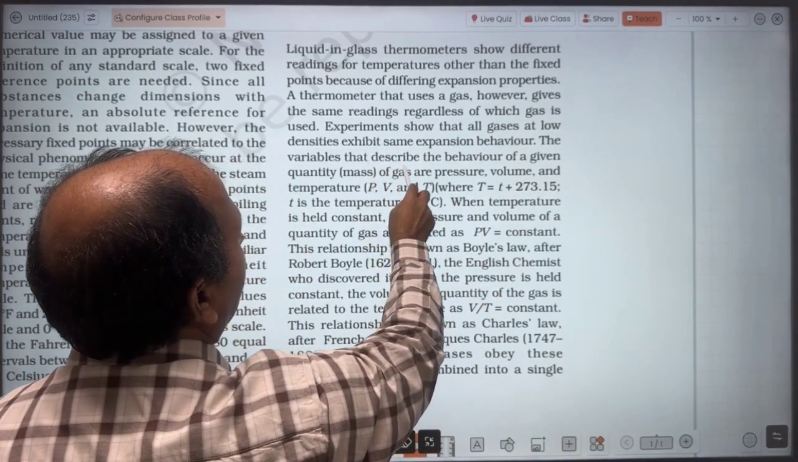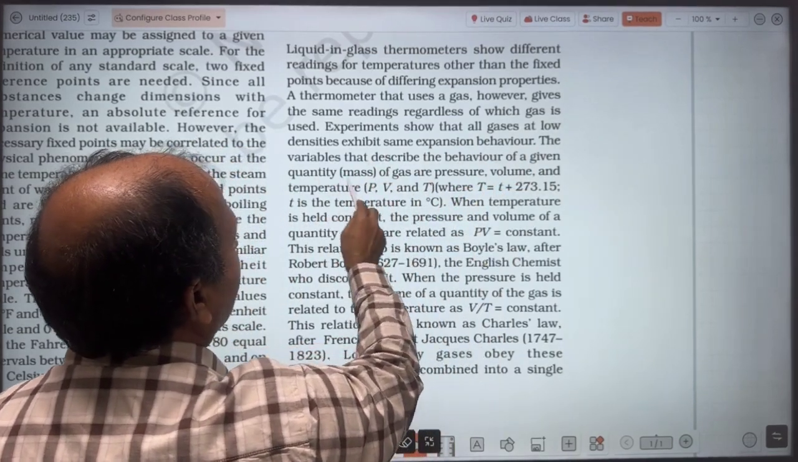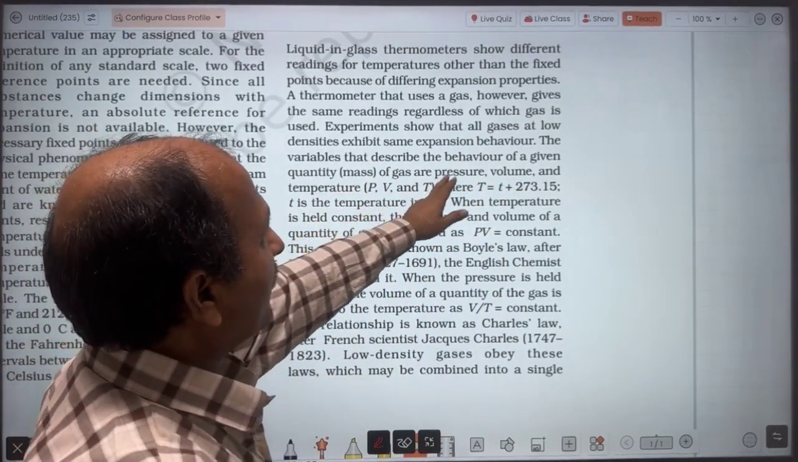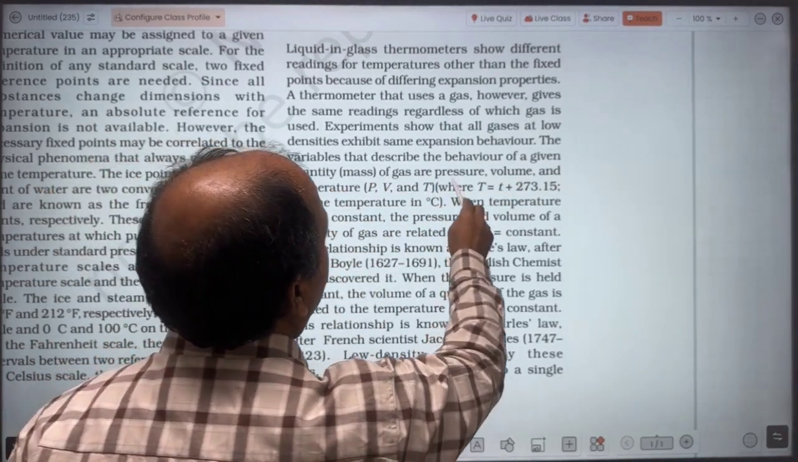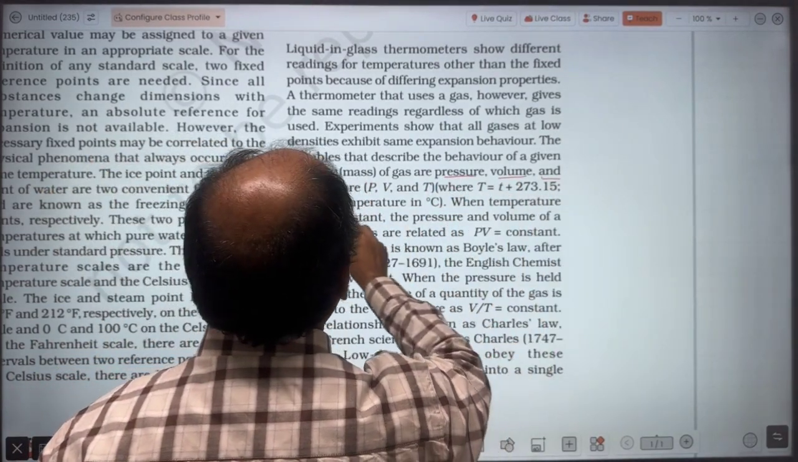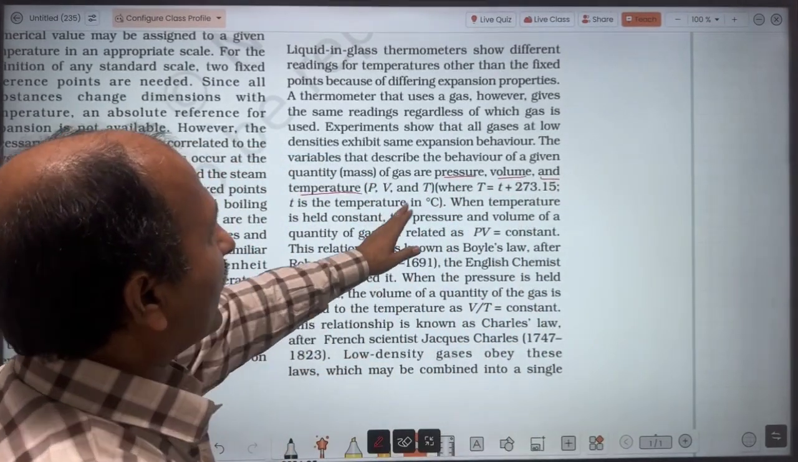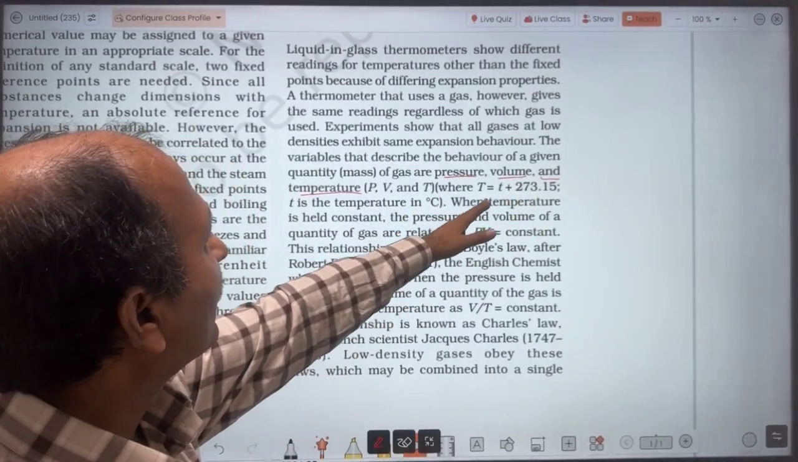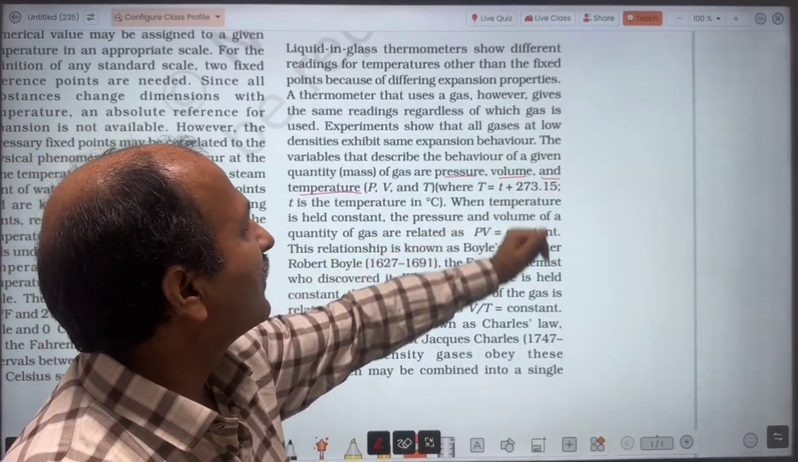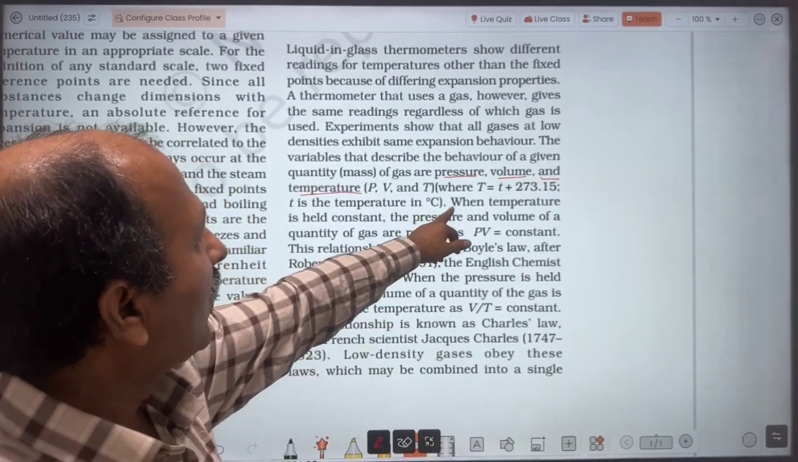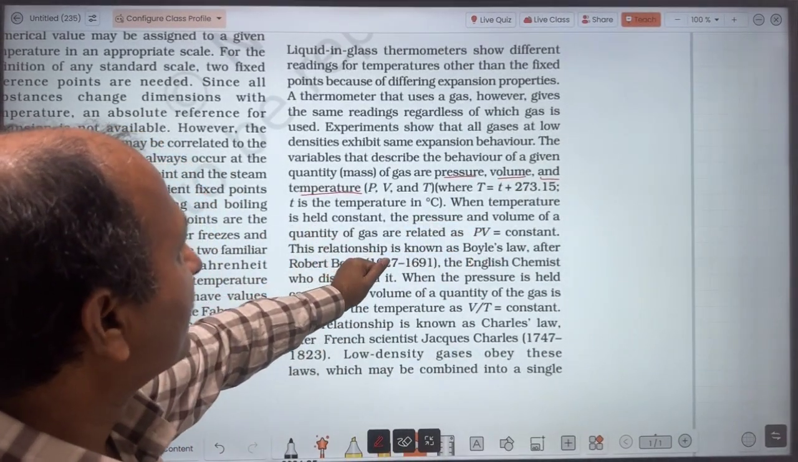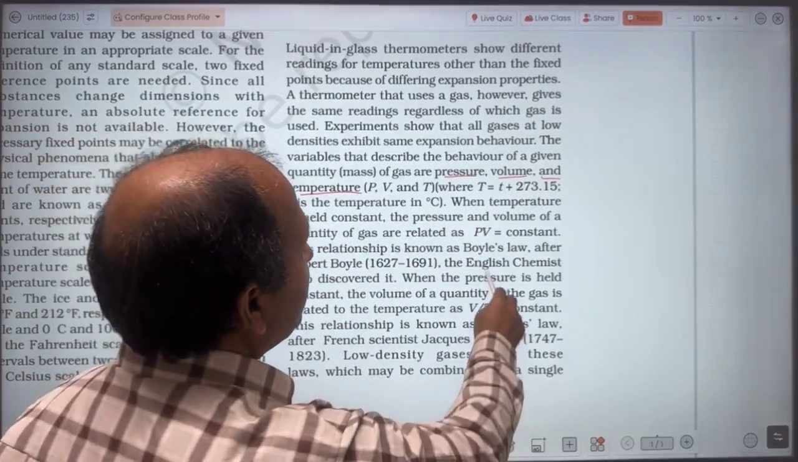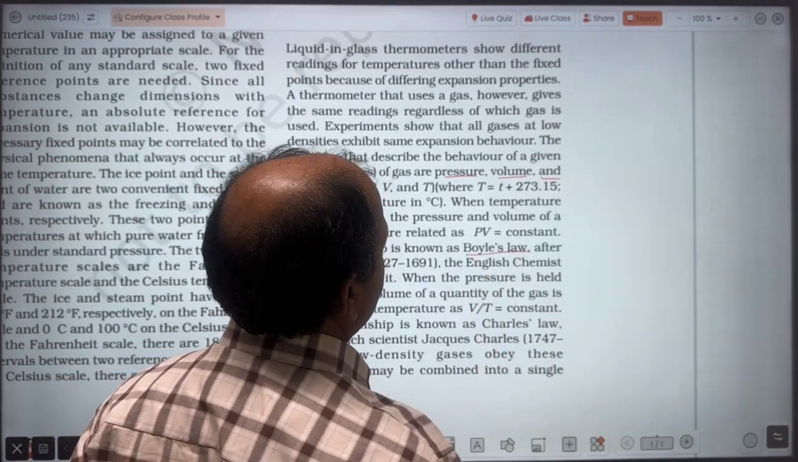The variables that describe the behavior of a given quantity or mass of a gas are pressure, volume, and temperature. Three things are there. They are important. And PVT, where T equals t plus 273.15. We will study why this 273.15. When temperature is held constant, here we are going to study the first law, that is Boyle's law.